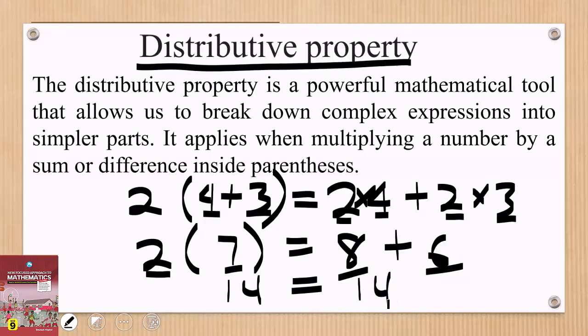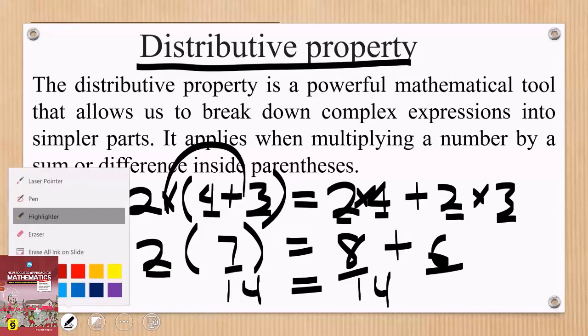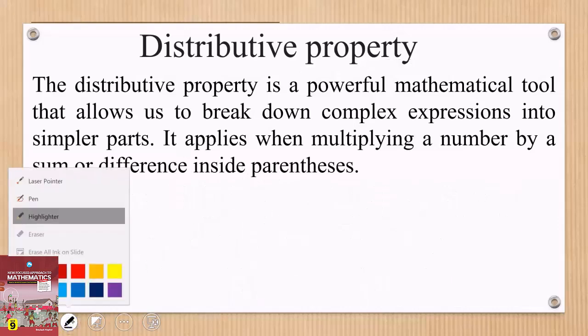So here we say that this multiplication is distributive over addition. And so in distributive property, we can have multiplication distributive over addition or multiplication distributive over subtraction. Let's take another example and see.